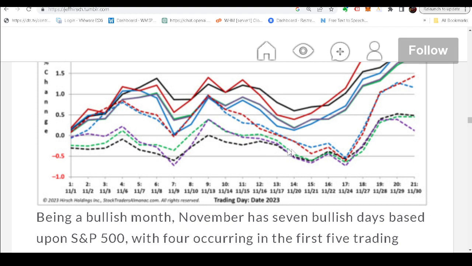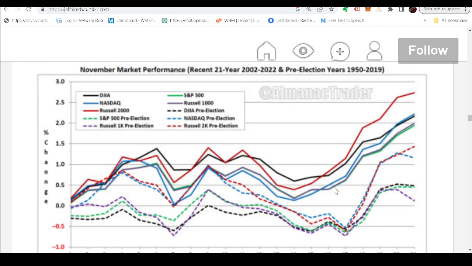But on pre-election years, it goes a little bit further down to about the 17th trading day of the month, and that comes around November 24th. So basically, the last week of November is extremely bullish. So we're going to keep an eye on that. Right now, it's the 15th, but this is something we're going to keep an eye on.